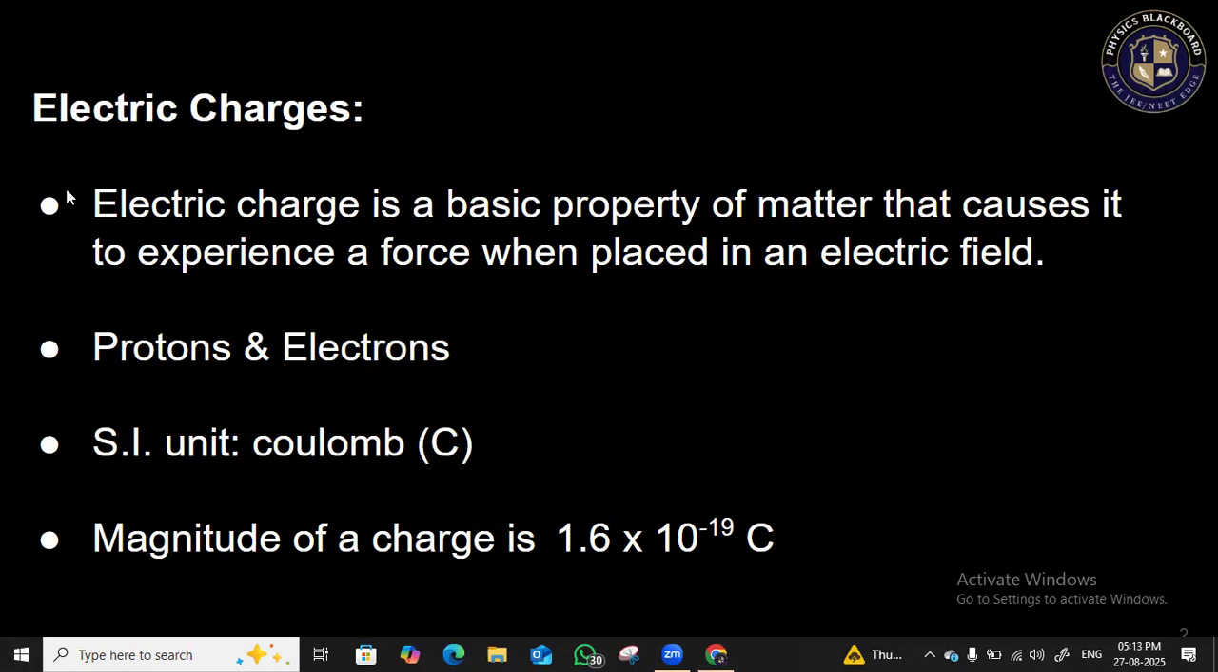Electric charge is a basic property of matter that causes it to experience a force when placed in an electric field. It means it is a particle. If it is placed in an electric field, it experiences a force of attraction or repulsion. Such a particle is said to be an electric charge.